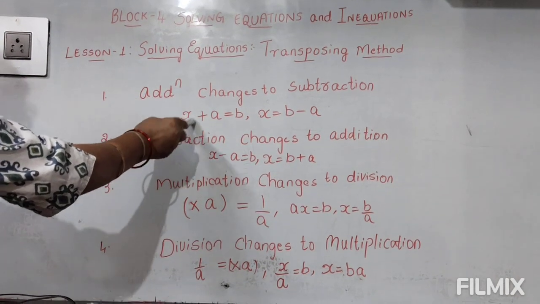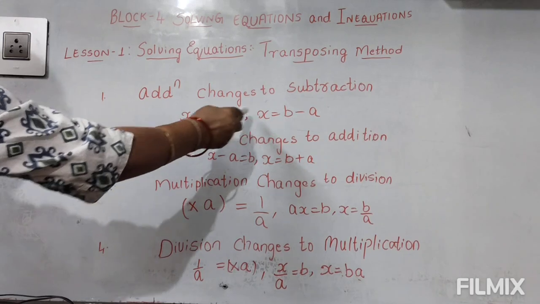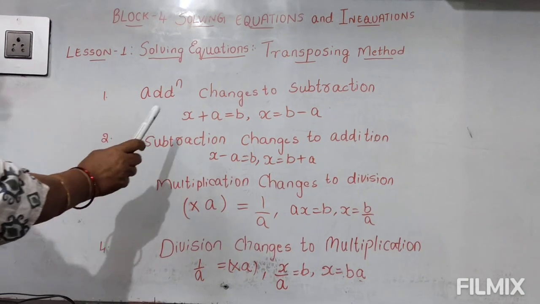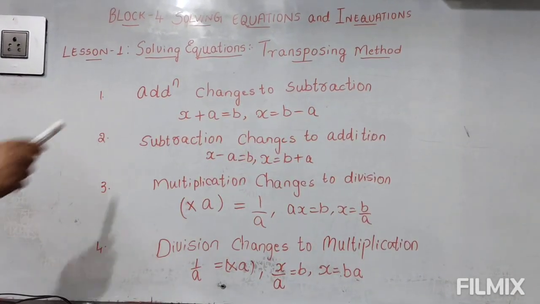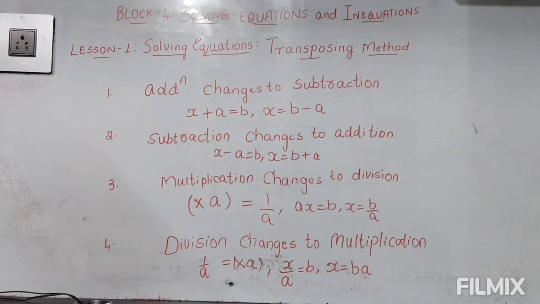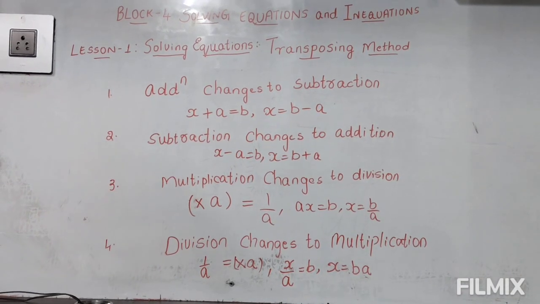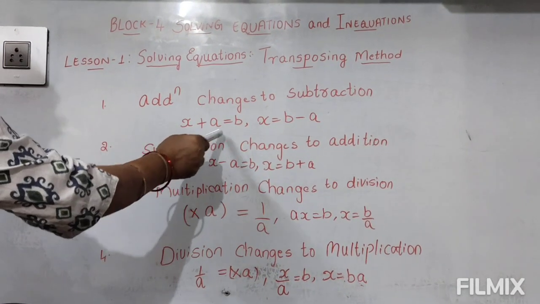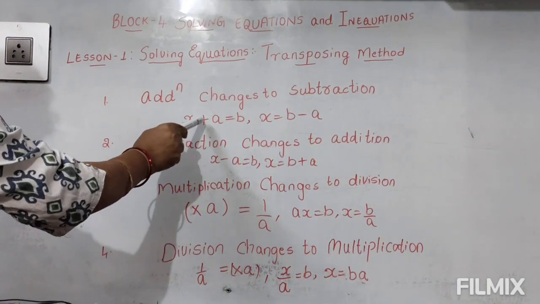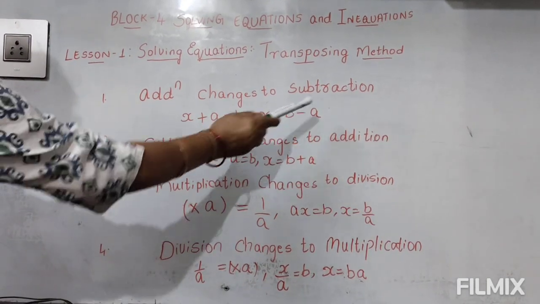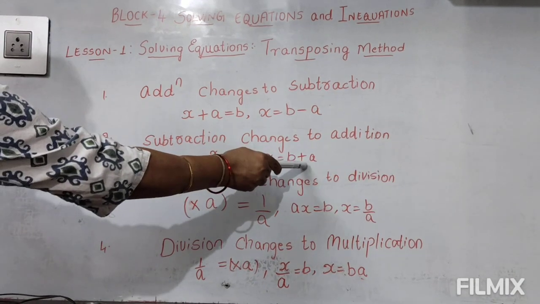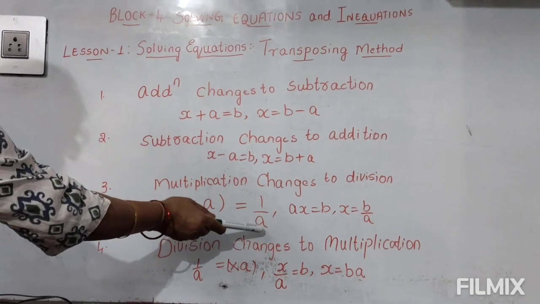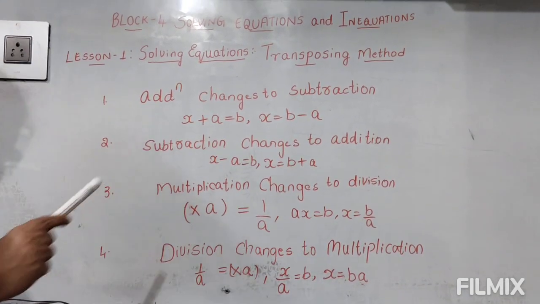To isolate this variable, a linear equation is solved by moving the terms from one side of the equation to the other side. In this process, the inverse operation is performed. See, here the inverse operation is performed means plus a becomes minus a. Minus a becomes plus a. Inverse operation, isn't it? Similarly, multiplication will become division and division will become multiplication.